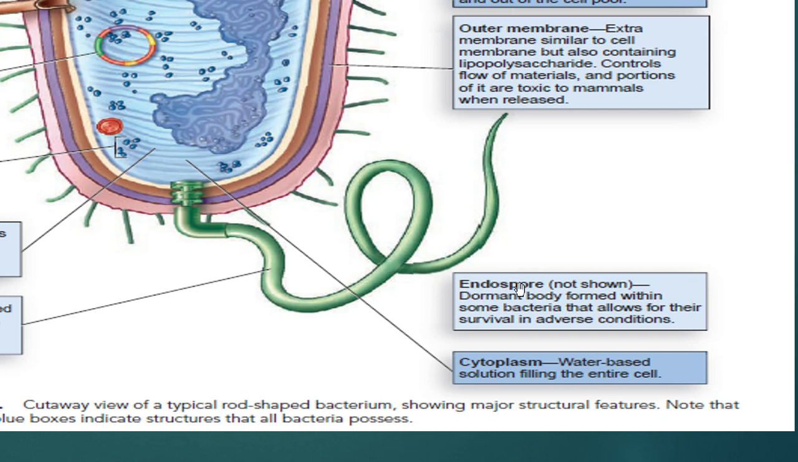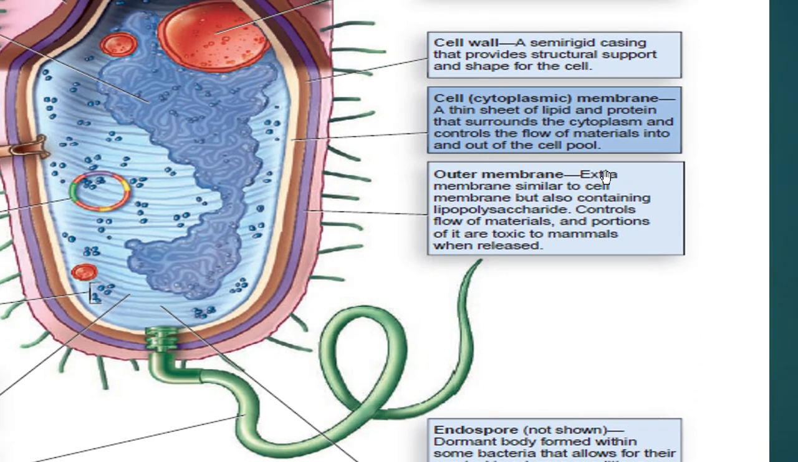That portion is known as the endospore structure of bacteria. When the bacteria get a favorable condition, the bacteria come from their dormant state to their vegetative body or normal bacterial cell. Okay, so this is a survival strategy of the bacteria. Okay, so next is the outer membrane. An extra membrane, similar to the cell membrane but also containing lipopolysaccharides. The outer membrane is present outside of the cell wall, mainly in gram negative bacteria. We will discuss gram positive and gram negative bacteria in our next videos when we discuss the cell wall of bacteria. The outer membrane contains lipopolysaccharides, which are toxic to mammals when released.